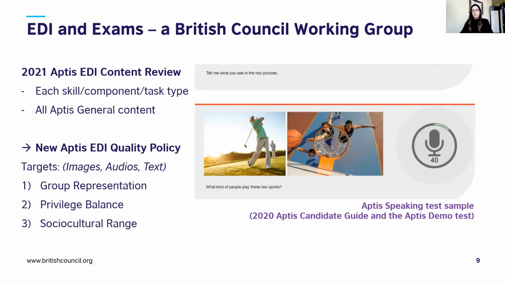Thirdly, for the category of sociocultural range, we will consider the representation and biases of how to approach other cultural and environmental topics, such as food, music, dance, and housing. After reviewing the Aptis general content, our aim is to create a new Aptis EDI quality policy. This policy will be used by Aptis test item writers and quality reviewers, and also by our internal team. The policy will help to ensure that our test content is accessible and impartial to all test candidates, and will provide regulation on creating tests that are representative and inclusive.